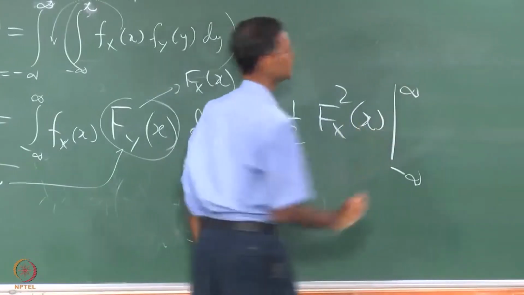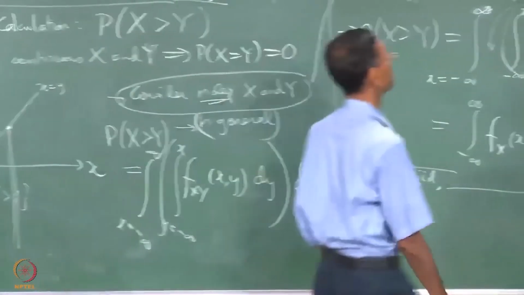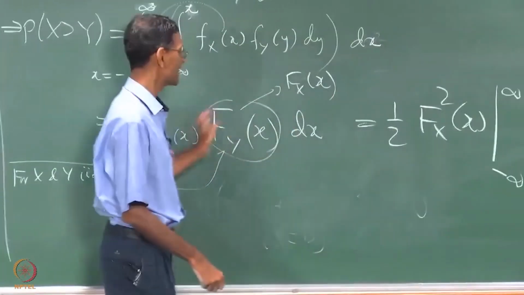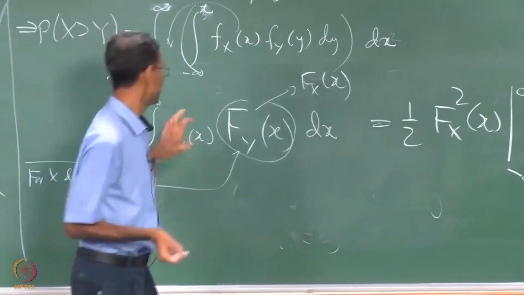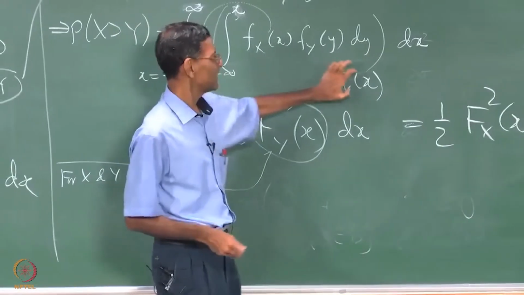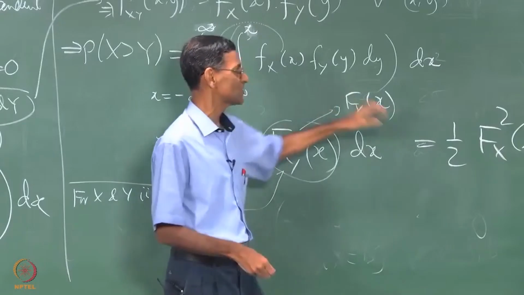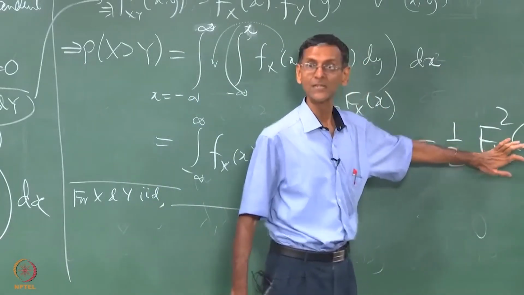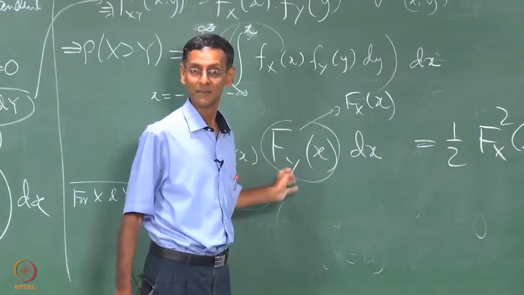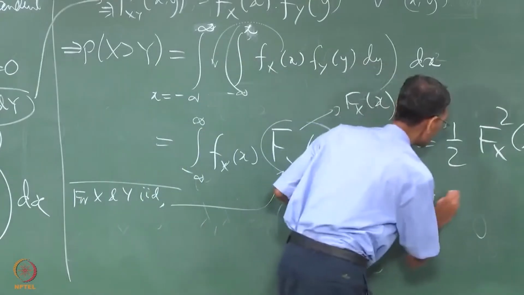What is the value of this? Half, right? Does everyone see this, that this is the derivative of this? So when you have the derivative multiplied by the function, the indefinite integral is this. If you have a difficulty, just differentiate this, and you should obviously get this. So this is exactly 0.5.